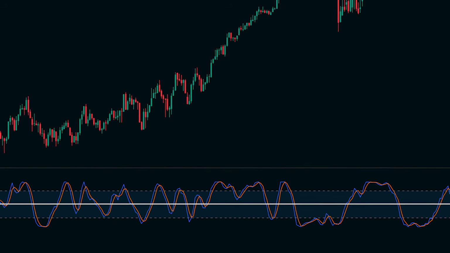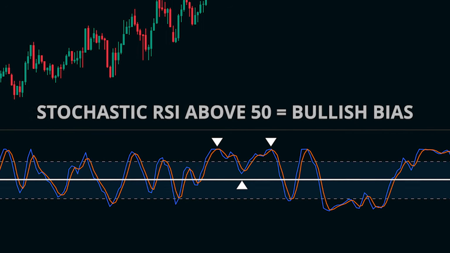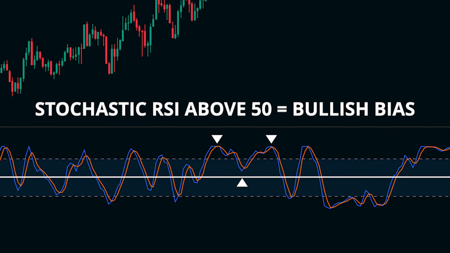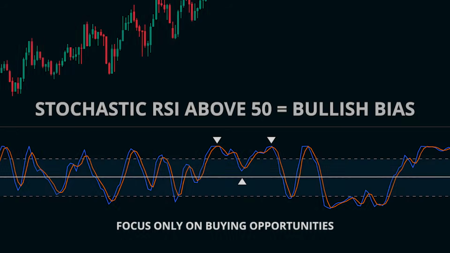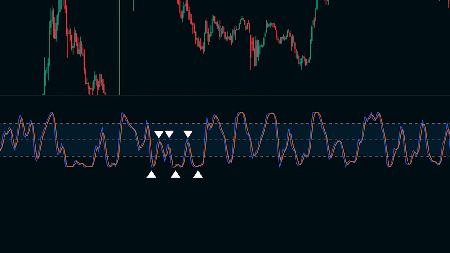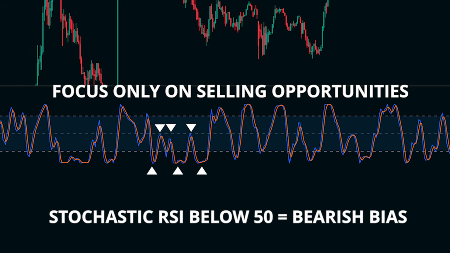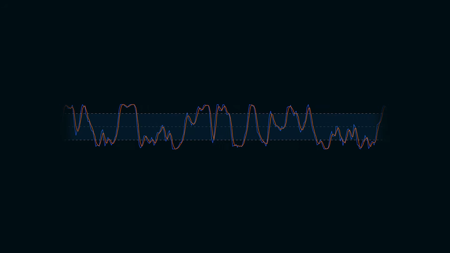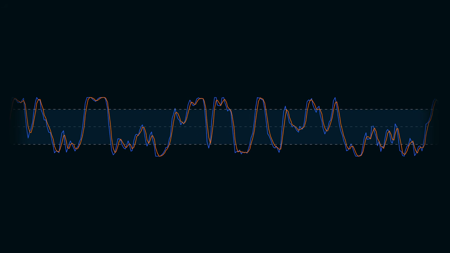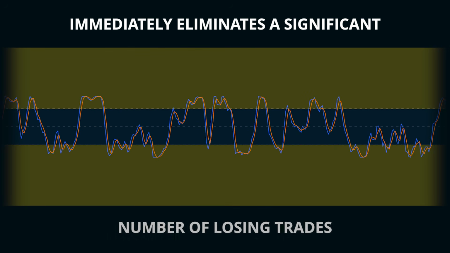If the Stochastic RSI is consistently making moves above 50 and returning to it as support, we can classify this as a bullish session. We should focus only on buying opportunities. Similarly, if Stochastic RSI is consistently making moves below 50 and returning to it as resistance, we can classify this as a bearish session. We should focus only on selling opportunities. This single filter, is Stochastic RSI above or below 50, immediately eliminates a significant number of losing trades.